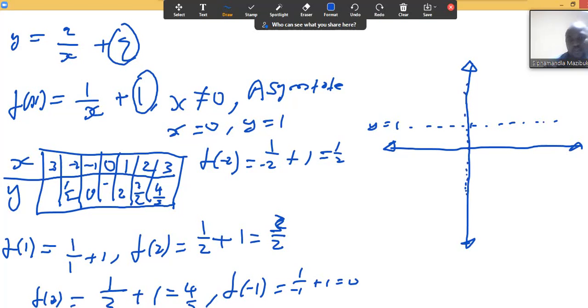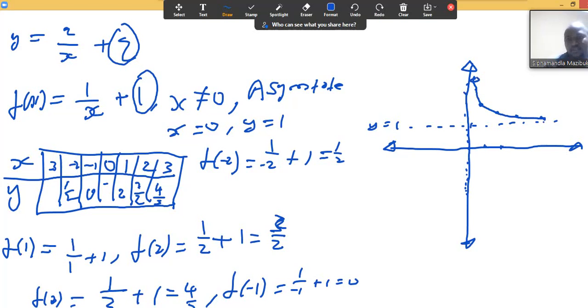Okay, so let's look at our coordinates. So we have 1 is to 2. So our x is 1, let's say here is 1, and then we have our y as 2 here. Then we'll have 2 is to 2 over 3, which will be something like here. We can have 3 is to 2 over 4, it will be something here. So the graph will be like that.